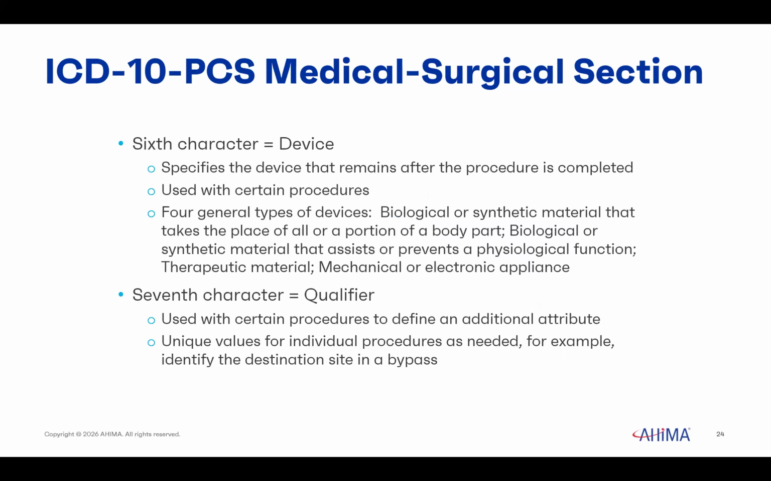And the seventh character is a qualifier. And this is an additional attribute. So, for example, with the coronary artery bypass procedure, you're going to want to know what vessels were bypassed. And we'll get more into that later in the course.